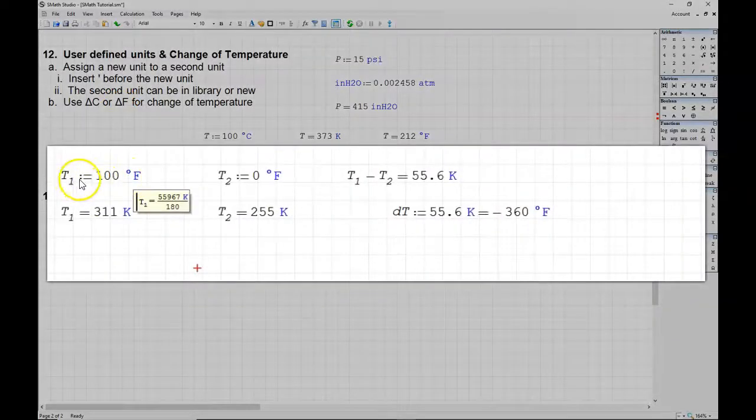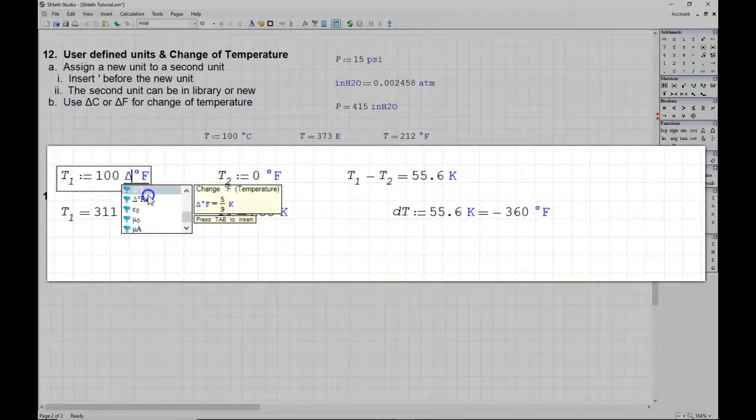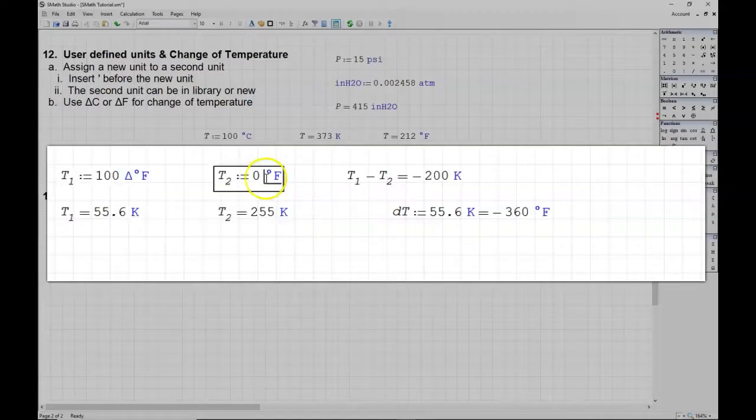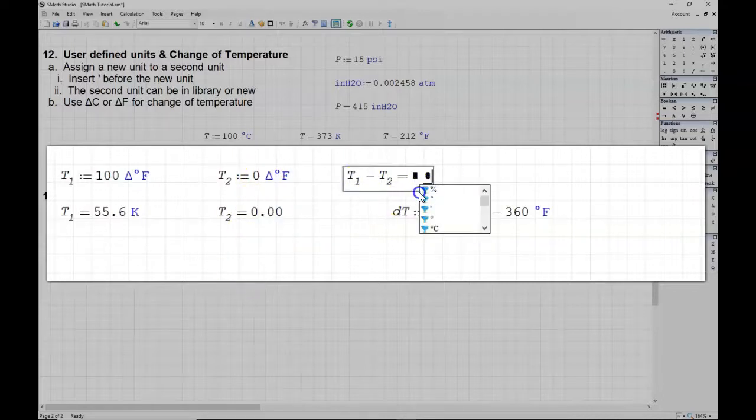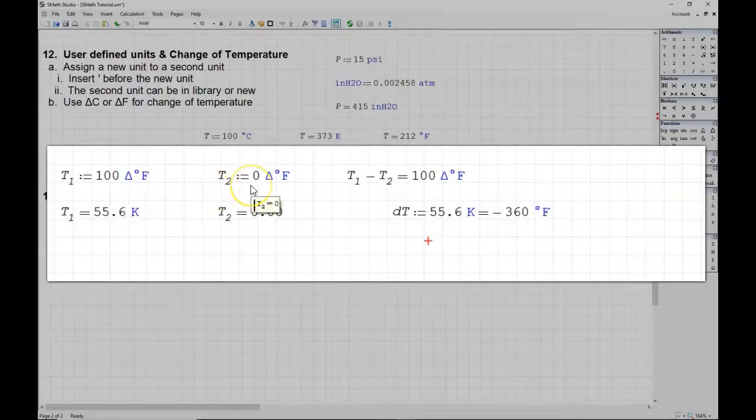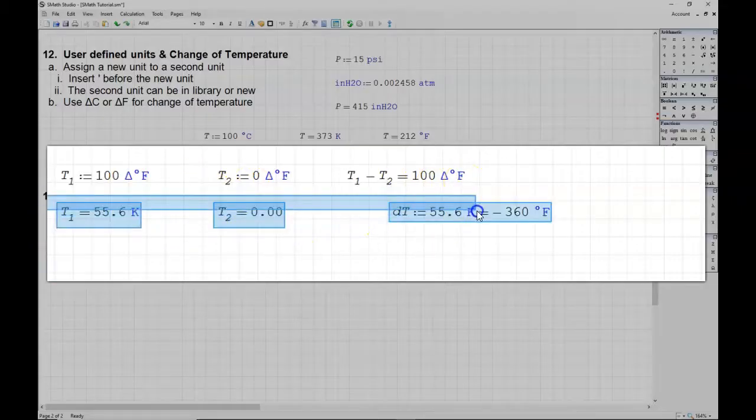So here we have temperature 1. I'll add the capital D, Control G. We can see that we have a change of temperature. We can see that we have it for Celsius, Fahrenheit, and this unfamiliar temperature range. Do the same thing here, capital D, Control G. The change in temperature has to be in delta F. So capital D, Control G, and here it is right here. So 100 Fahrenheit minus 0 degrees Fahrenheit is 100 degrees Fahrenheit. Let's get rid of this. We don't need it anymore.